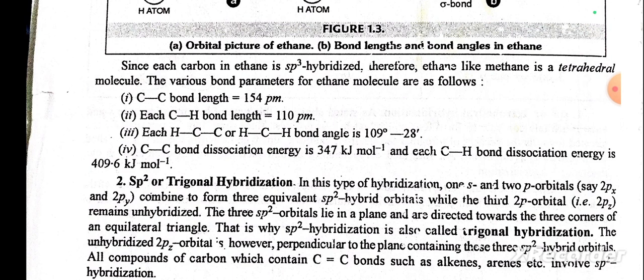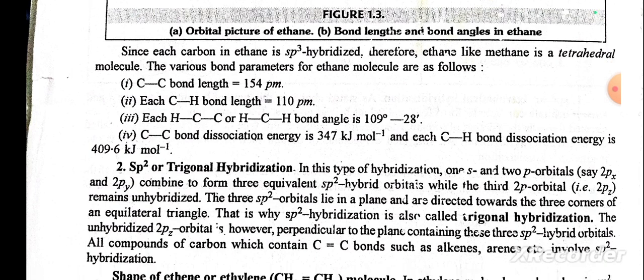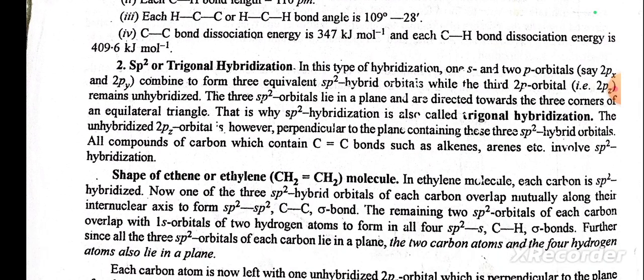Since each carbon of ethane has sp3 hybridization, ethane, like methane, is a tetrahedral molecule, and its bond parameters are as shown in the figure. First, the carbon-carbon single bond length is equal to 154 picometers. Second, each carbon-hydrogen bond length is equal to 110 picometers. Third, each carbon-carbon-hydrogen bond angle is 109 degrees, and the fourth, carbon-carbon bond dissociation energy is 347 kilojoules per mole, and each carbon-hydrogen bond energy is 409.6 kilojoules per mole.